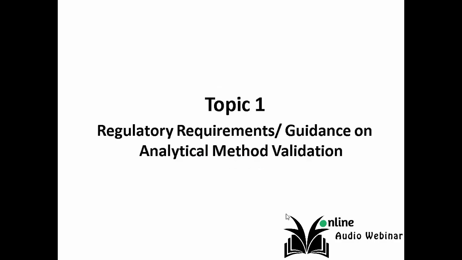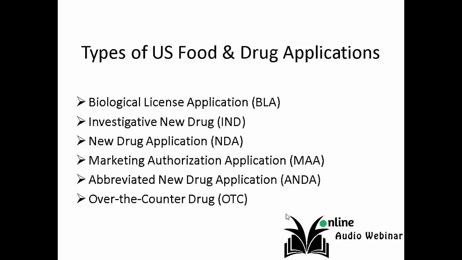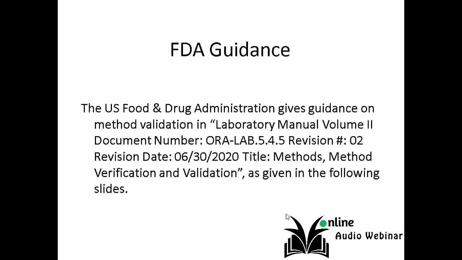The first topic is basically some of the issues related to analytical method validation. There are 6 phases in Food and Drug Administration approval, and these are listed. These are all spelled out in an FDA document.